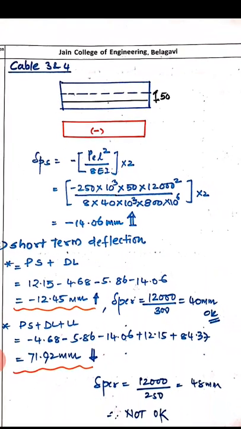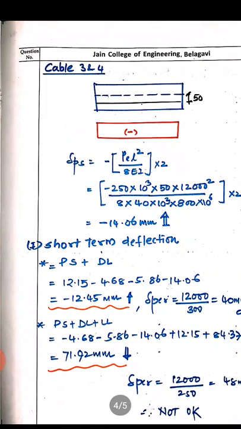Next, what they asked: first you have to calculate the short term deflection due to prestress and dead load. So prestress you have to add for all the cables, that is minus 4.68, minus 5.86 and minus 14.06, cable number 1, cable number 2 and cable number 3 and 4. And 12.15 is because of dead load. So ultimately we got the deflection due to prestress plus dead load is minus 12.45. Okay, it is again upward.